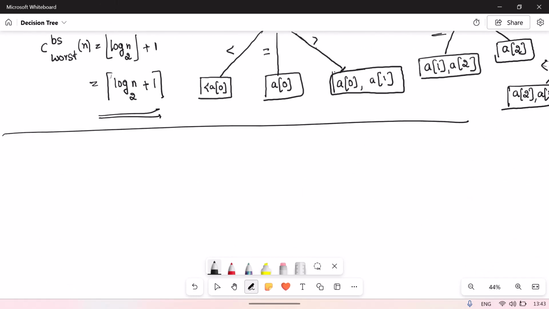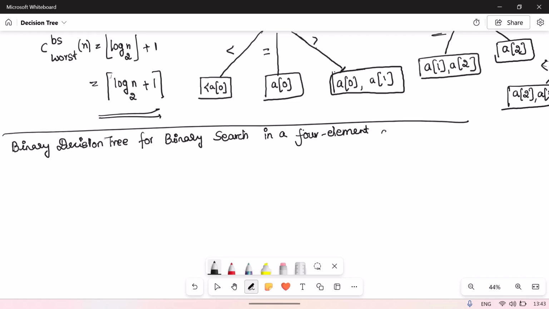Next you have the last one, that is the binary decision tree. Binary decision tree for binary search in a 4-element array. In the binary decision tree, instead of having three comparisons, here you will have two comparisons.